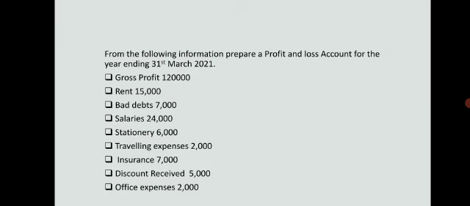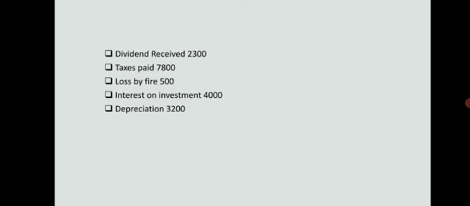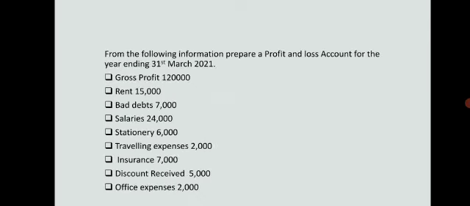Here again the problem starts with gross profit. The amount is 1,20,000, rent 15,000, bad debt 7,000, salaries 24,000, stationery 6,000, traveling expenses 2,000, insurance 7,000, discount received 5,000, office expenses 2,000, dividend received 2,300, taxes paid 7,800, loss by fire 500, interest on investment 4,000, depreciation 3,200. So quite an easy problem.